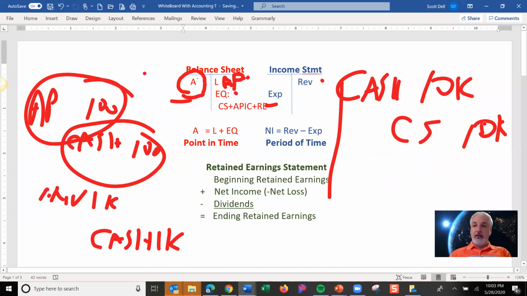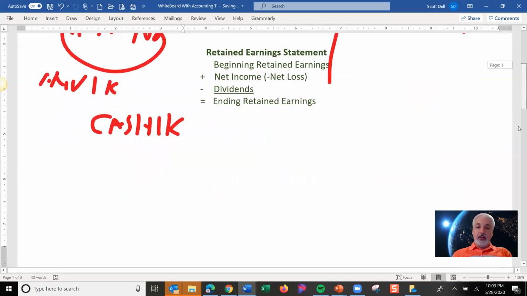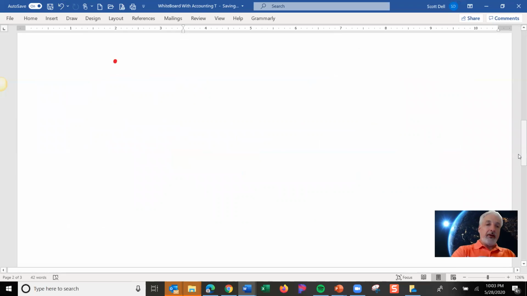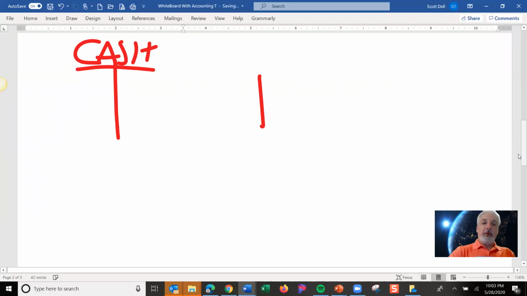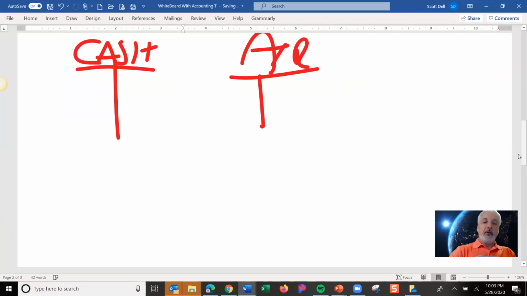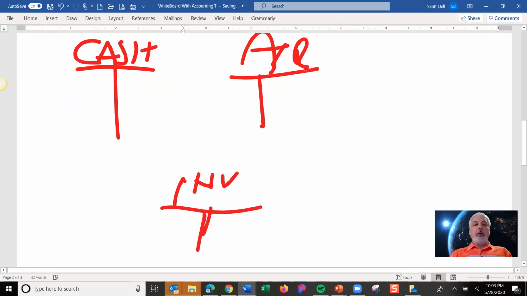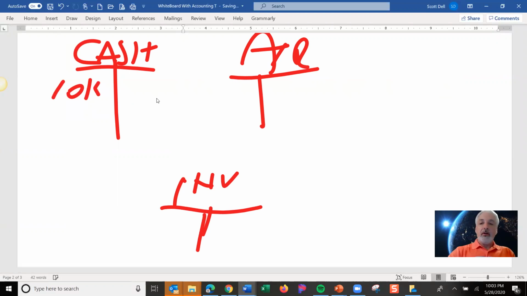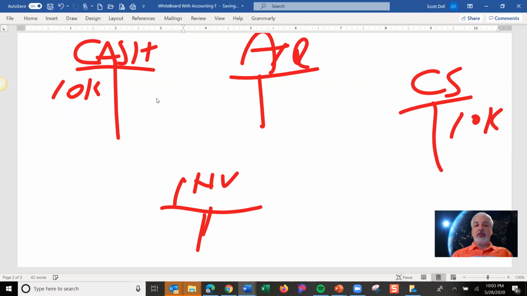So let's go ahead and take a look at a page. We're going to have a page for cash. We have a page for accounts receivable. We have a page for inventory. Every account's going to have its own page. So when we have a cash transaction, if we get $10,000 in cash, we're going to have common stock, $10,000. That's from our journal entry, 10K, 10K.